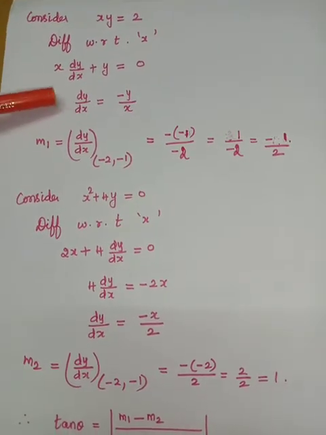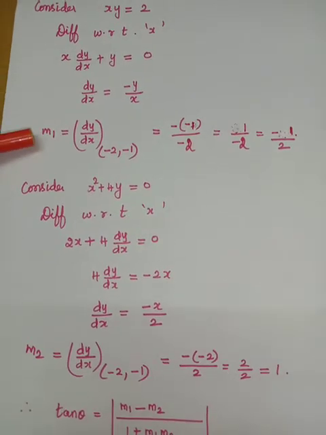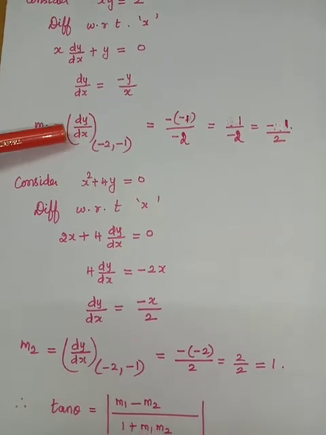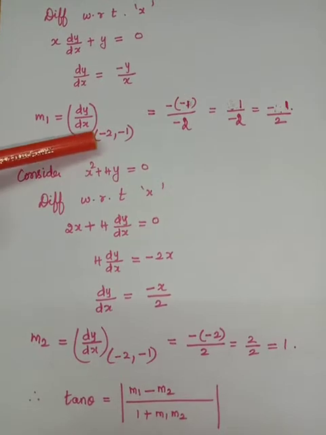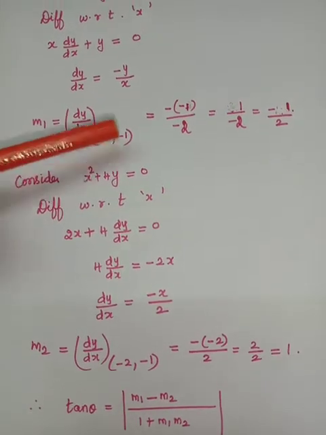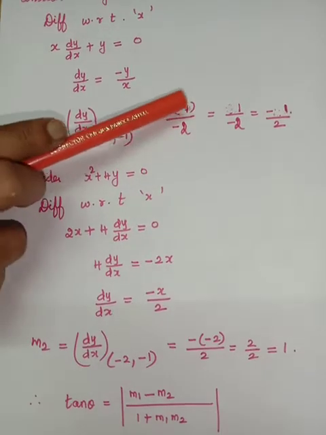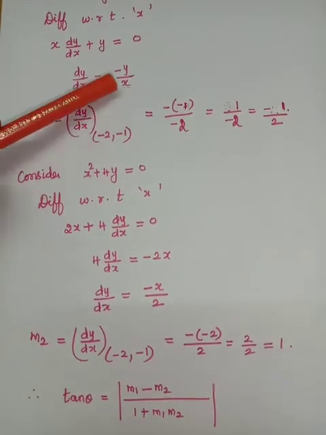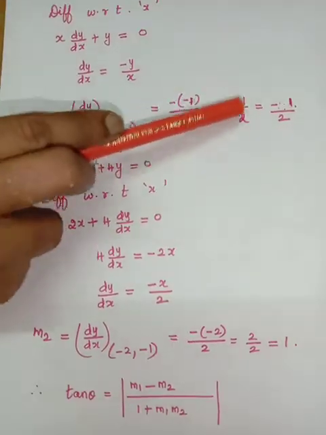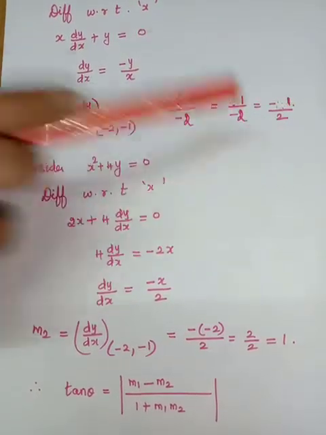So I have found the derivative from the first curve. What is asked? m1. It's nothing but dy by dx at the point of intersection. So minus 2 comma minus 1. So in the place of y, you have to substitute minus 1. So minus of minus 1 is plus 1 and x is minus 2. So 1 by minus 2, that is equal to minus 1 by 2.